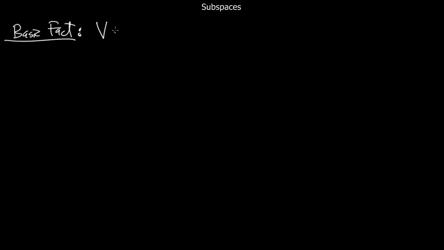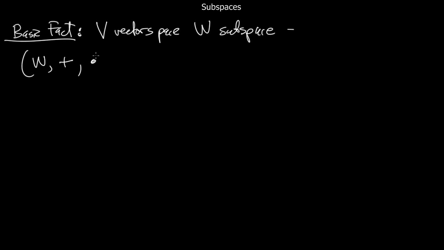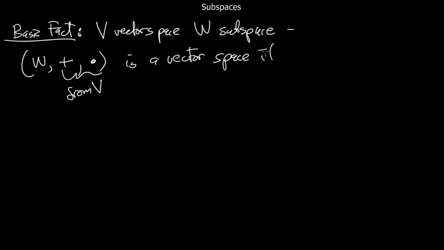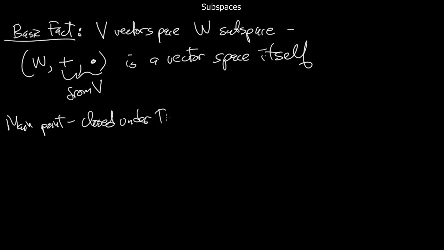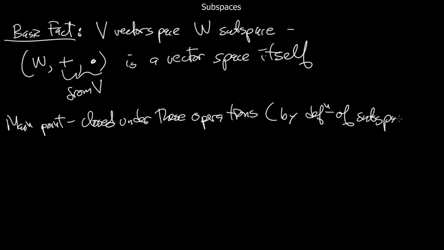Okay, so let me conclude by stating the basic fact about subspaces. This is really implicit in everything I was just saying, but I want to bring it to the foreground. Suppose you have a vector space V and a subspace W. So you have this subset W, and these two operations, scalar multiplication and vector addition, they're coming from V, but they apply to W, and W is a vector space in its own right. The main point being that this set W is closed under these operations. If you add two vectors in W, you stay in W. That's the definition of a subspace.